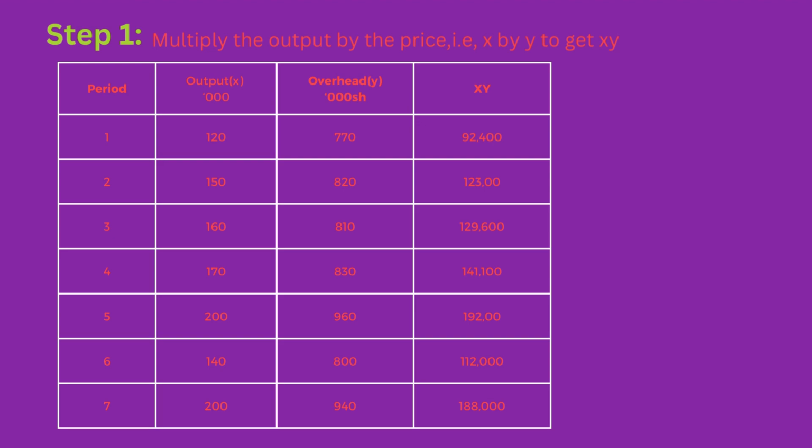So to start with, in step 1, we multiply the output by the overhead. So x we multiply by y to get xy. We run that from period 1 to period 7. As you can see, I've computed the multiplication between x and y. And now you can see we have a fourth column, which I've called xy, where it's the value of x multiplied by y for each period.